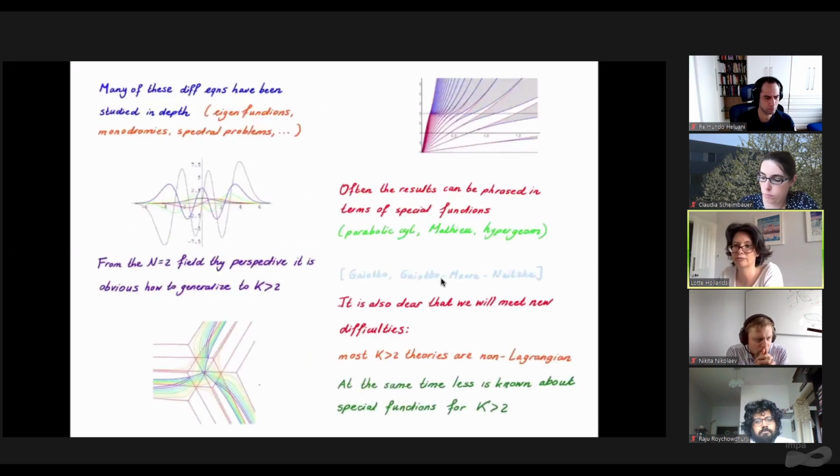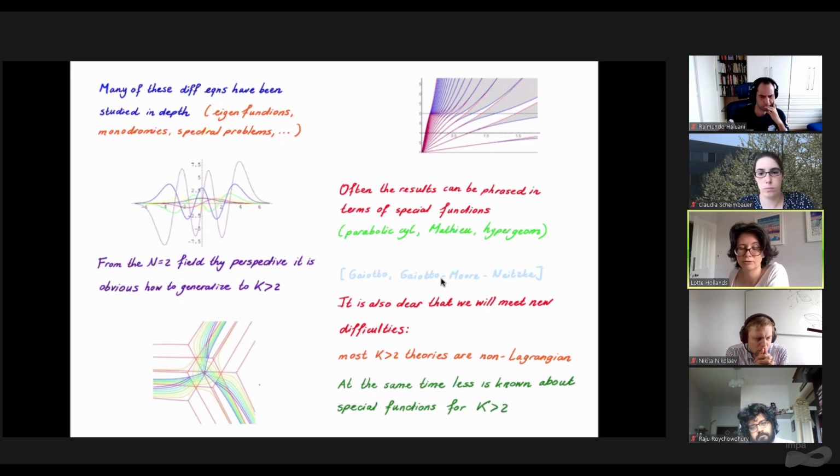So most of these differential equations have been studied in depth. So we know their eigenfunctions, monodromies, and spectral problems really well. In this picture on the right-hand side, you see, for instance, a picture of the bands and the width of the Mathieu equation. And so often the results of these studies can be phrased in terms of special functions, such as parabolic cylinder functions, Mathieu functions, hypergeometric functions in our examples.